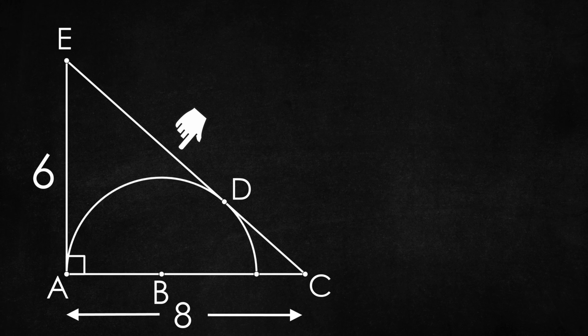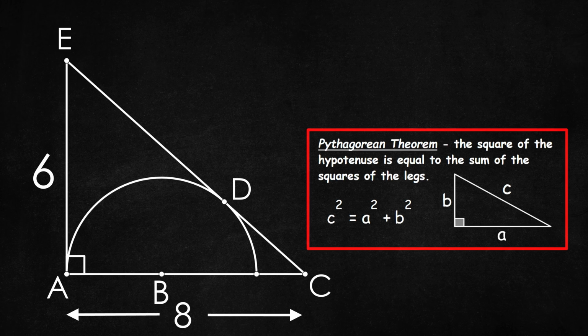We're going to find the length CE using the Pythagorean theorem. According to the theorem, the square of the hypotenuse is equal to the sum of the squares of the legs. We're going to use this theorem on right triangle EAC.